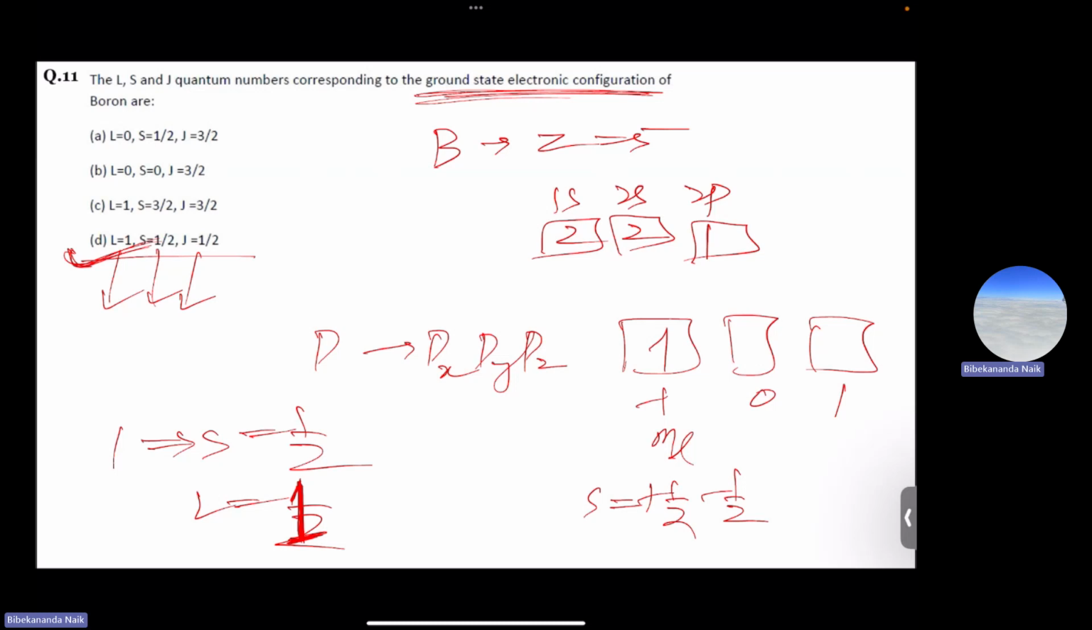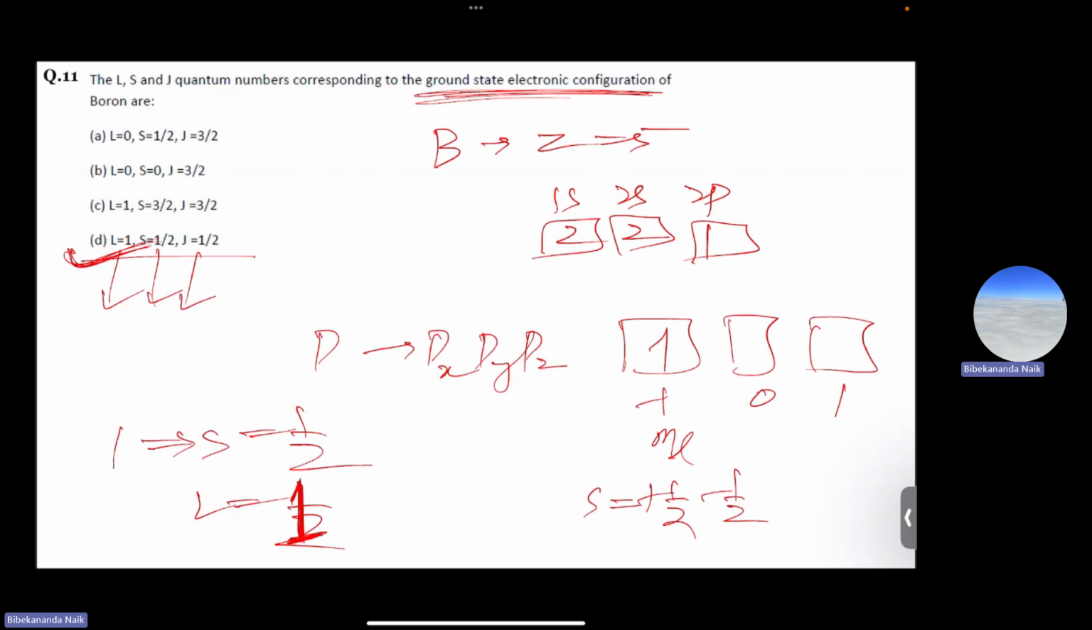Now, let me explain it once again. The question says we have to find the quantum numbers for the ground state electronic configuration of boron. Boron has 5 electrons. So corresponding to the Aufbau principle, it is 1s, 2s, 2p, 3s, 3p like this. 1s will have 2 electrons, 2s will have 2 electrons, and 2p will have the remaining 1 electron. So for p, L equal to 1, and for 1 electron, S is equal to half.